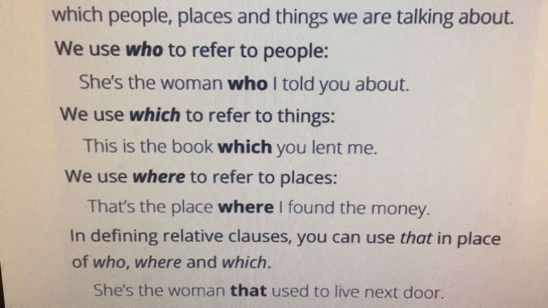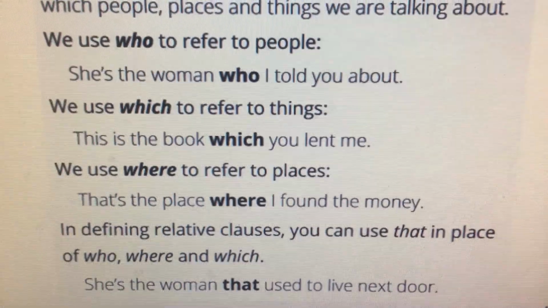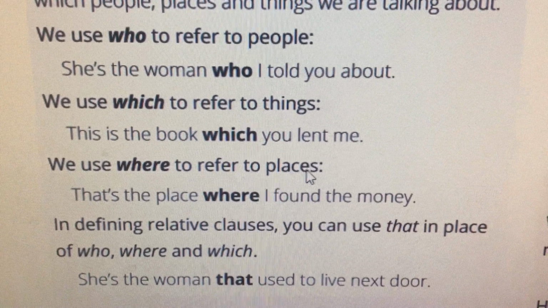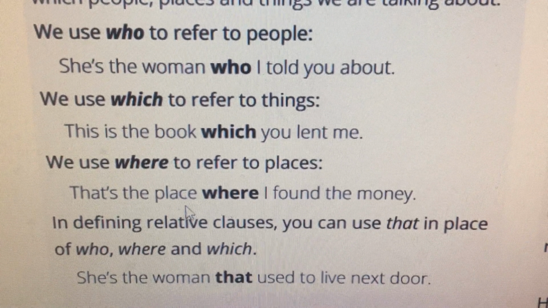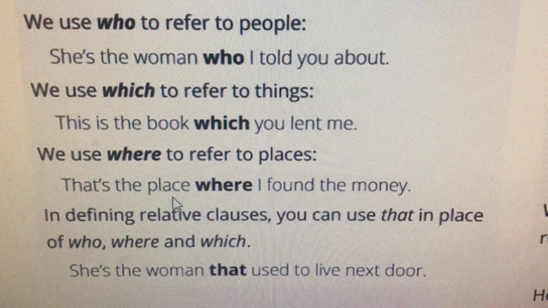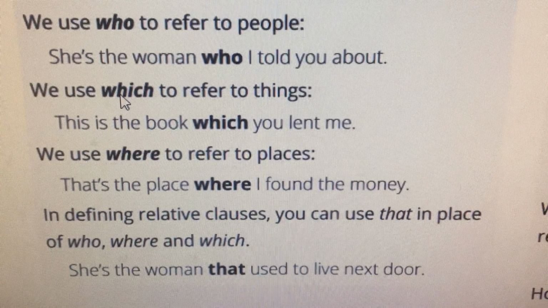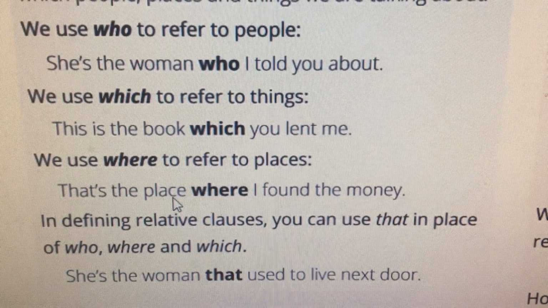Okay, and where, let me get there, we are. Where to refer to places. That's the place where. You have to be careful with place because we can also use which for place. But for this sentence, place is a where.